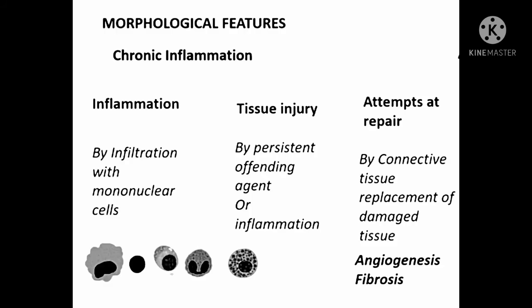Morphological features of chronic inflammation: in chronic inflammation, there is inflammation, tissue injury, and attempts at repair. Inflammation is due to infiltration with mononuclear cells. Tissue injury is due to the persistent offending agent or inflammation. Damaged tissue is replaced by connective tissue.